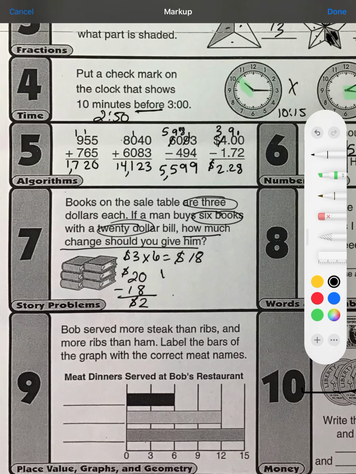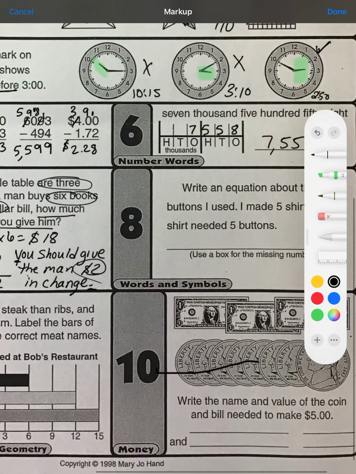So you should, or you could say you should give the man $2 in change, period. Your sentence may be different. Just make sure you start with a capital letter and have punctuation in your answer.